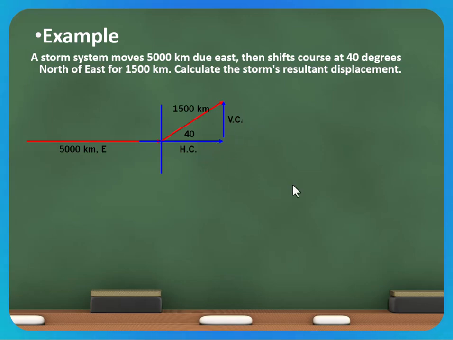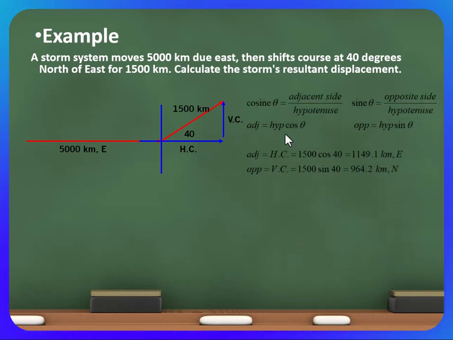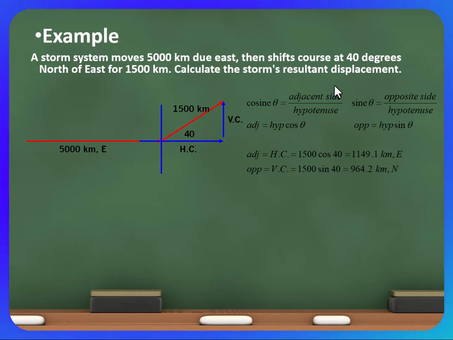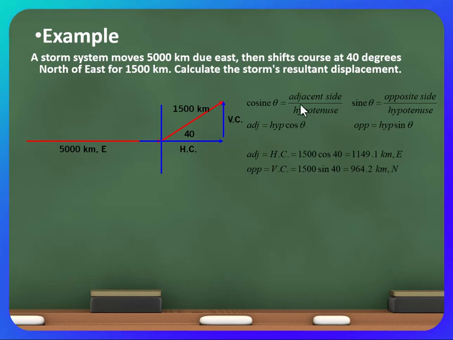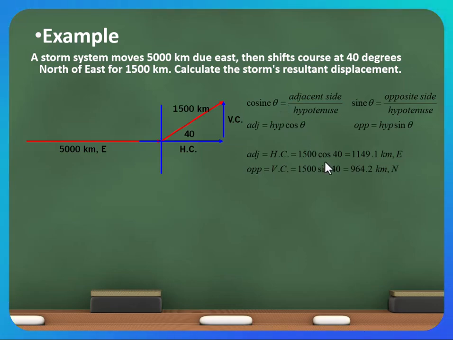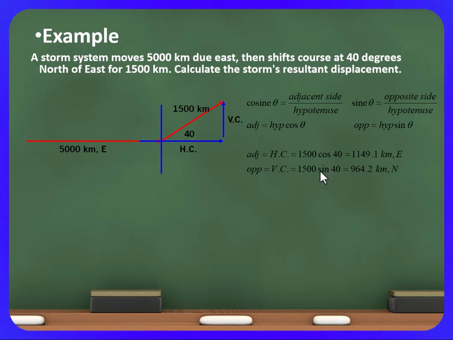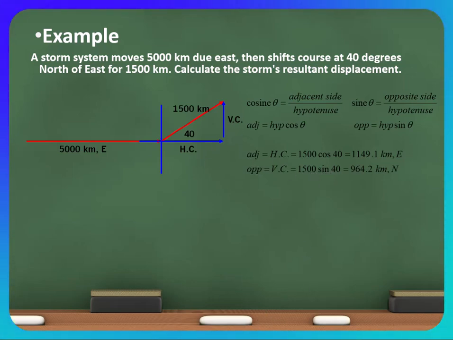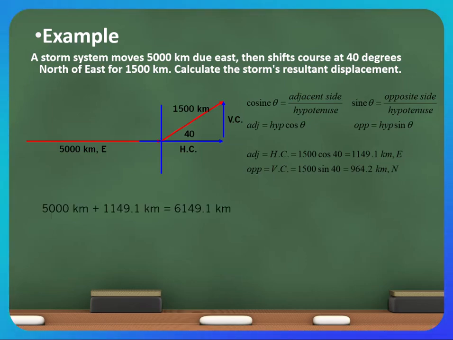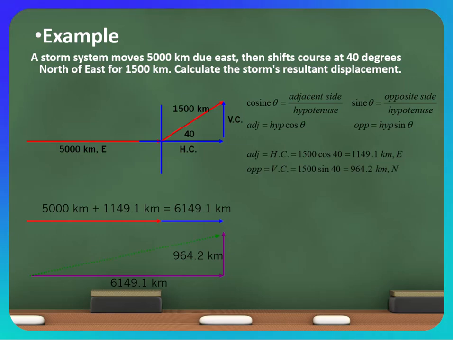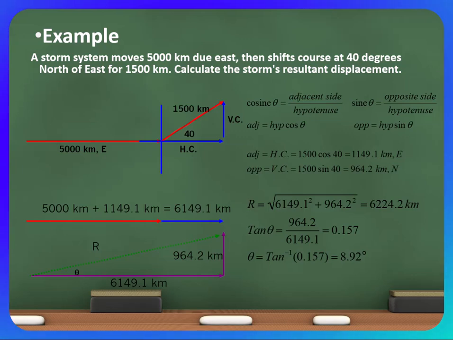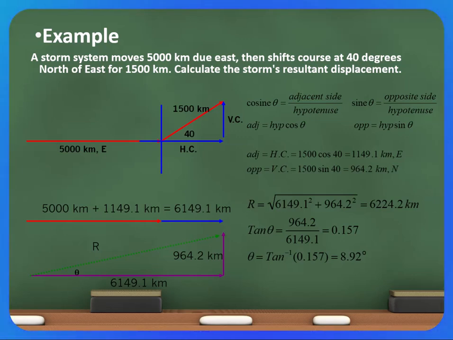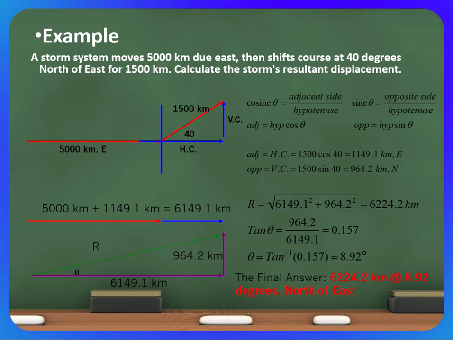So we want to know that vertical component and that horizontal component. I'm going to use the cosine and the sine functions. So cosine is adjacent over hypotenuse, sine is opposite over hypotenuse. We know the angle measurement, so we're going to substitute 40 in for theta. Solve for adjacent, so it's going to be cosine of 40 times 1,500, sine of 40 times 1,500 to get that vertical and horizontal components, like we did earlier. All right, we're going to use our Pythagorean theorem. Our final answer is 6,224.2 kilometers at 8.92 degrees north of east.